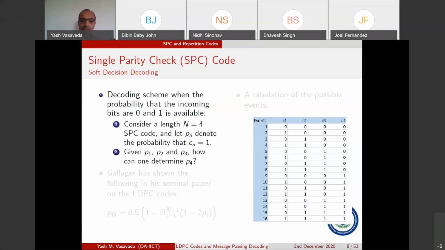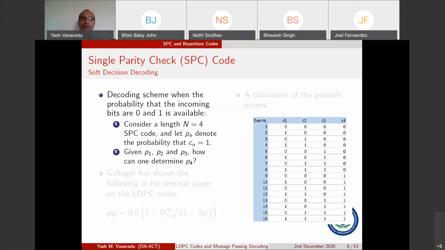So based on summation, we can predict P4. In case of an odd parity, if P1 plus P2 plus P3 is somewhere close to either 1 or 3, then we can make P4 as 1. And in the rest of the cases, if it is close to either 0 or 2, we can make P4 as 0.